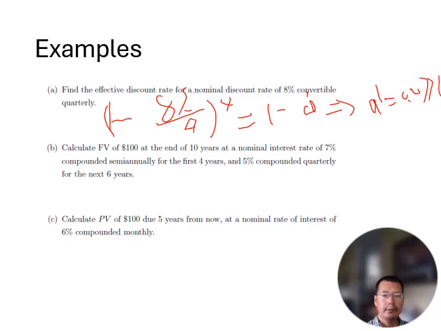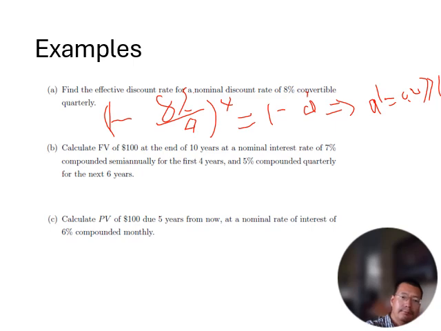The second example, calculate FV of $100 at the end of 10 years at a nominal interest rate of 7% compound semi-annual for the first 4 years, and 5% compound quarterly for the next 6 years. So basically, in the 10 years, there are 2 different interest rates. We just need to calculate the first 4 years, and once we know the value at the 4th year, then we can start from this 4th year doing another accumulation of interest to get to the final point.